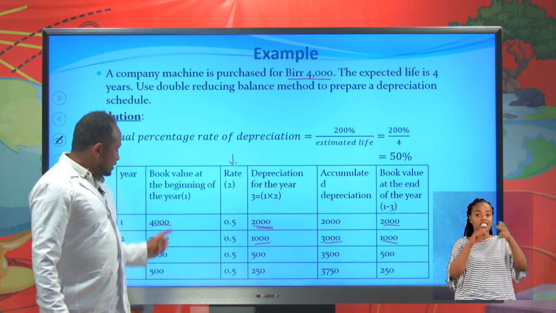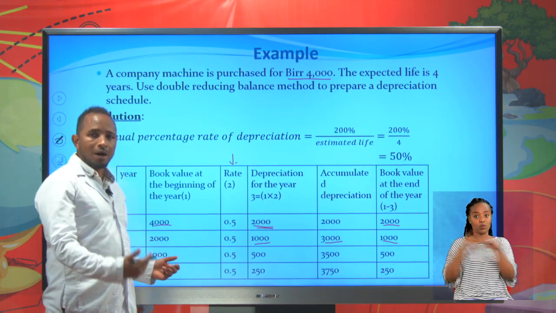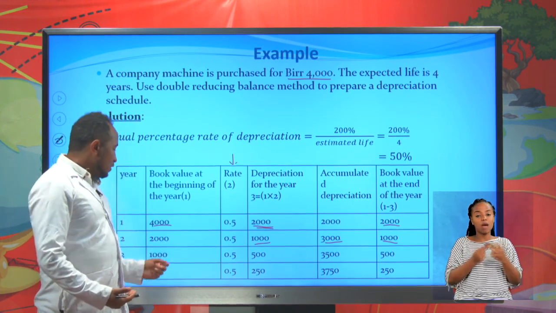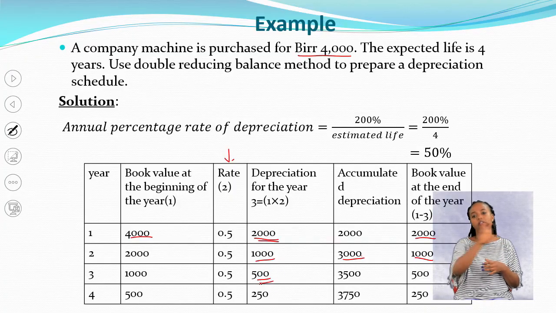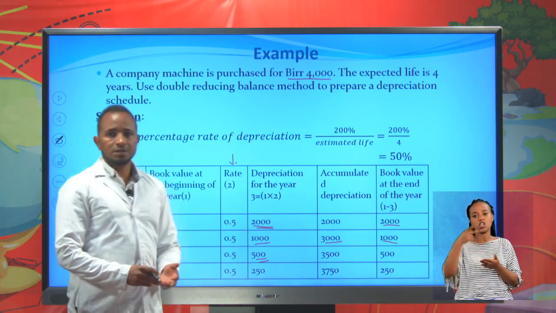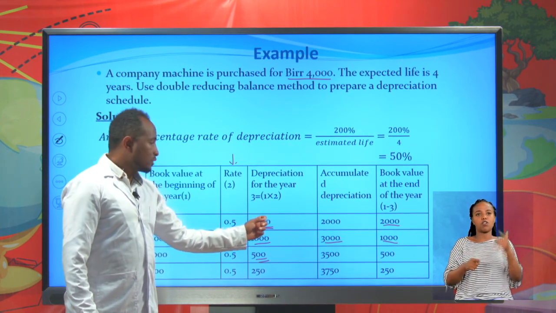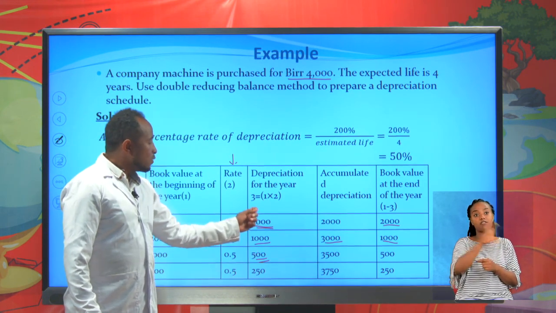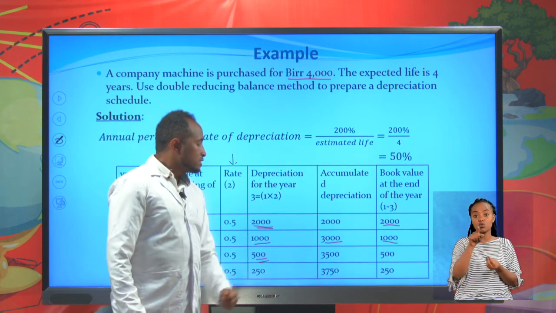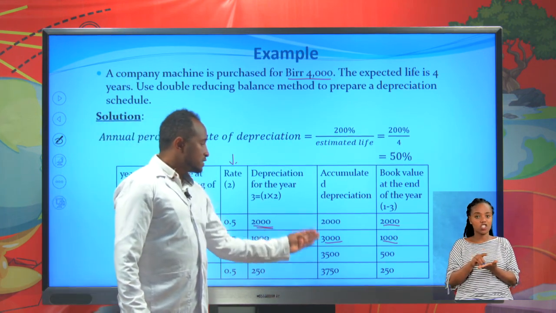So at the beginning of the third year, you will have 1,000. So this 1,000 will depreciate by 50%. So 50% of 1,000 gives you this 500. The accumulated depreciation is the sum of the depreciation of the first, second, and third year. The first year depreciation is 2,000, second 1,000, third 500. So when you add this, you get 3,500. This is the accumulated depreciation for the 3 years.